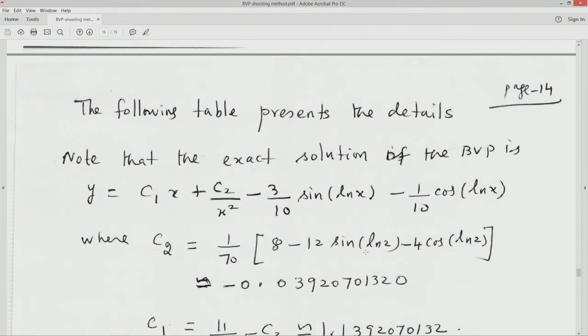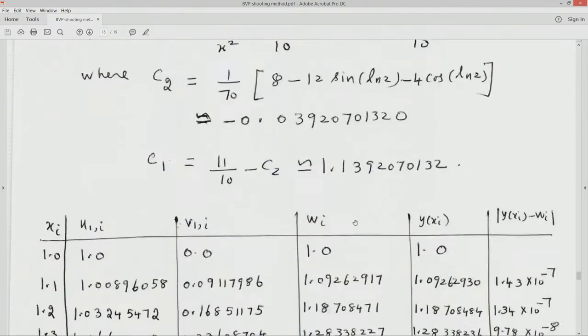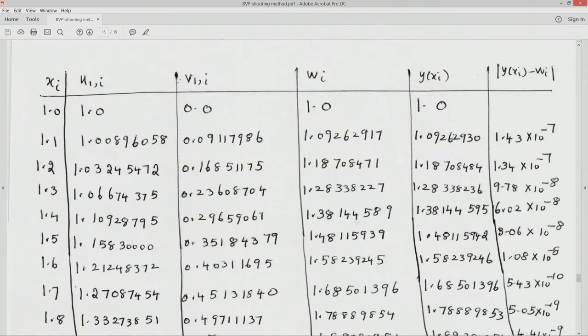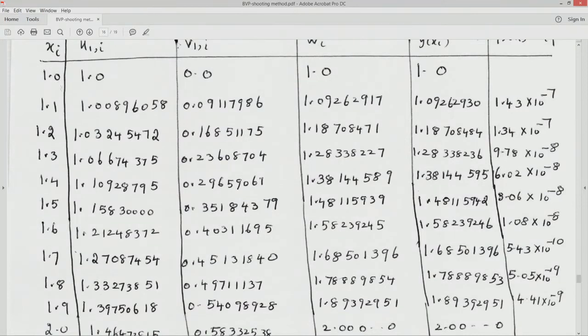second order differential equation. So, it turns out to be y is c1x plus c2 by x square minus 3 by 10 into sine of log x minus 1 by 10 cos of log x, where c2 and c1 are given. So, we give the table in which the points xi at which the solutions are obtained are listed. So, namely starting from 1 and moving in steps of h, which is 0.1, we have these points xi at which the solutions have been determined.